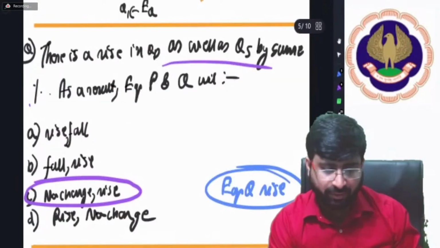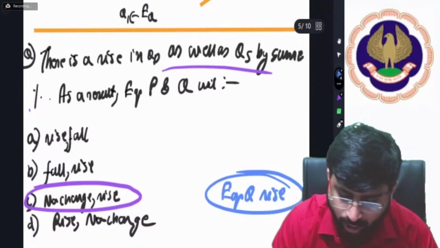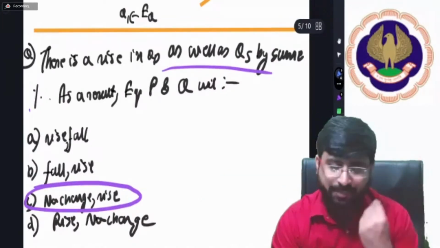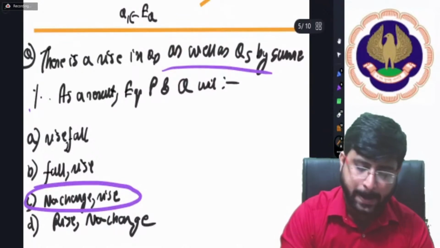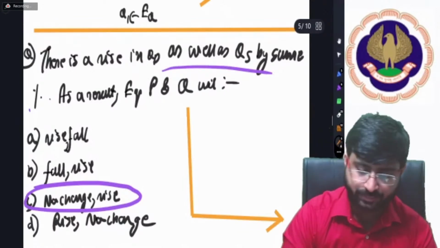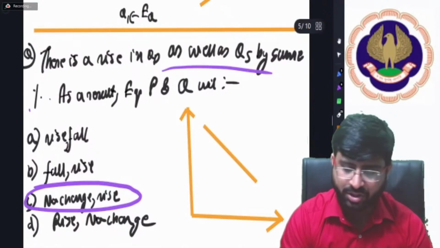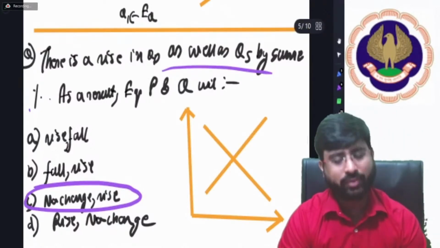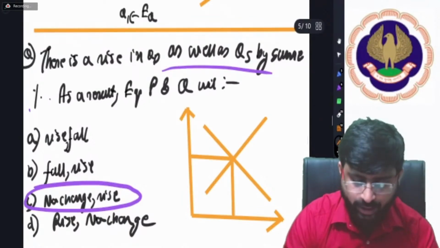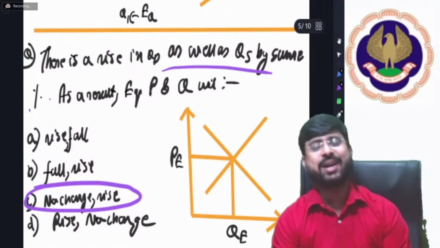For the previous case, let me draw a graph first. Then we will solve that question. Rise in demand as well as supply by the same percentage. So have a look here. In the previous case, this was the demand curve, this was the supply curve. Both were at the same level, and so this was the equilibrium price, as you know it, and equilibrium quantity.